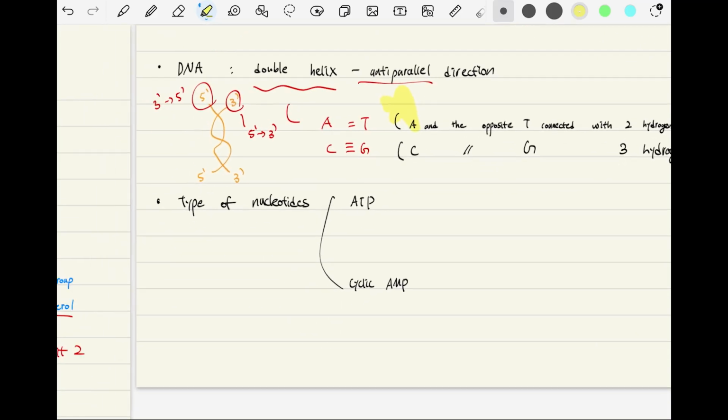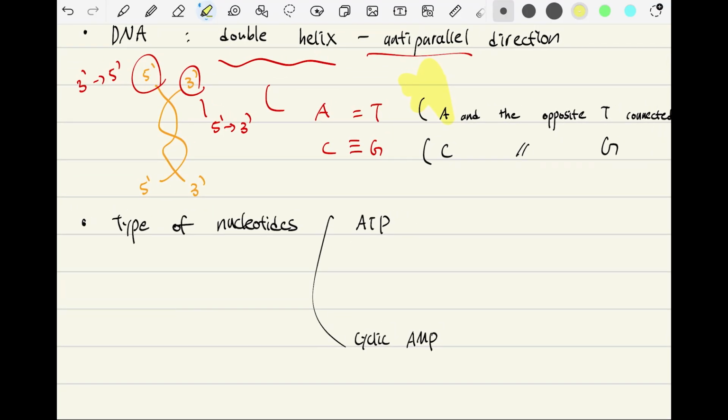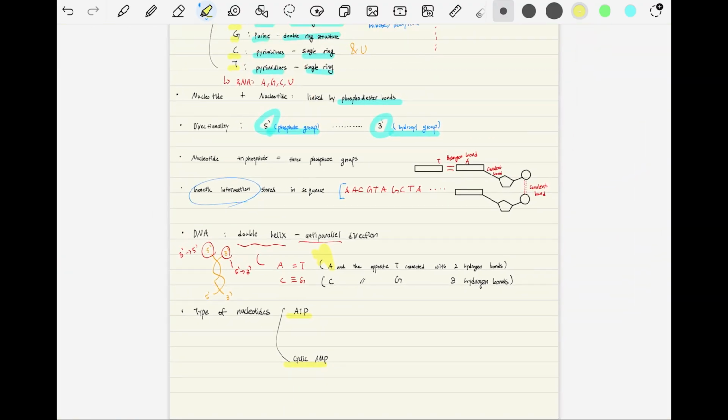And for other types of nucleotides, there's something called ATP and cyclic AMP, but we're going to learn this later in Unit 3 or 4.